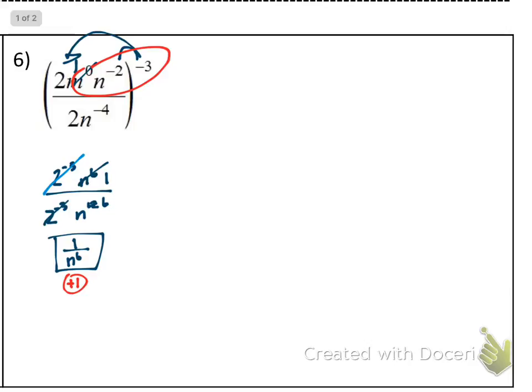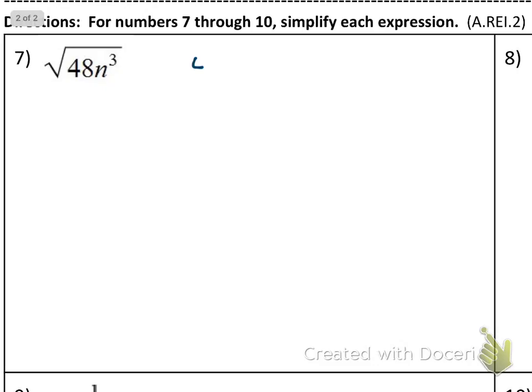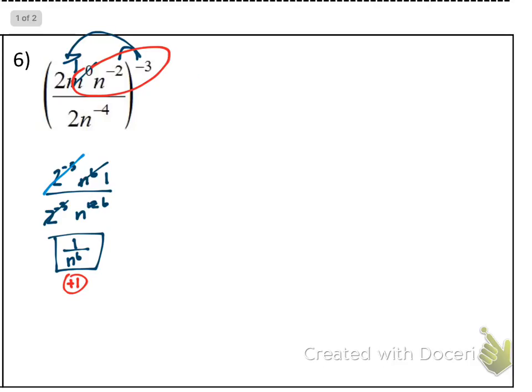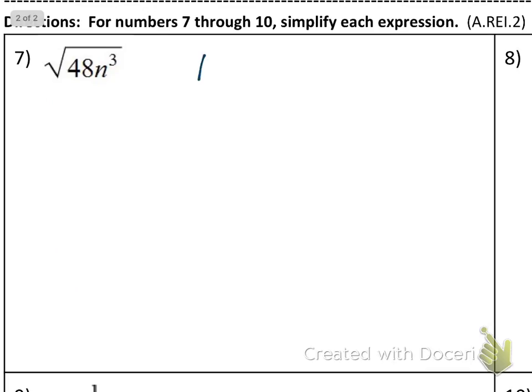Alright, everyone should have corrected, and we're going to move on to number 7. Number 7 says directions for 7 through 10, simplify the expression. So this one we have the square root of 48 n to the 3rd. I suggest you rewrite 48 on the side as a factor tree. So I know that 48 is 3 times 16. I'm looking for the square root of this, so 2 of the same number.